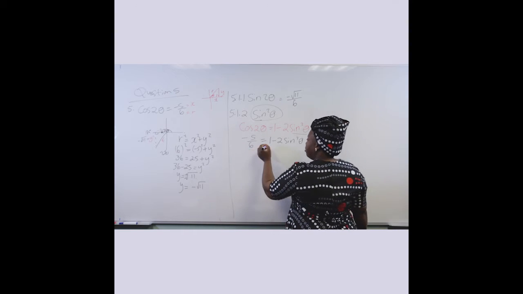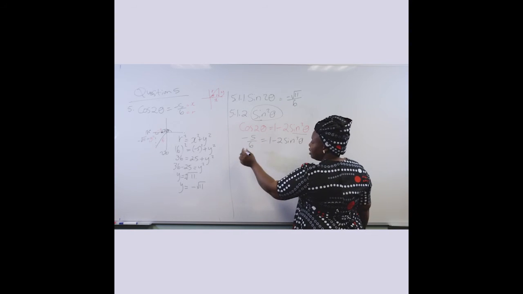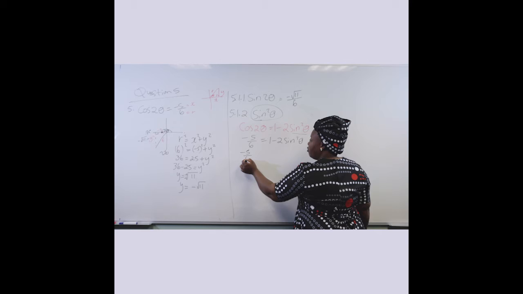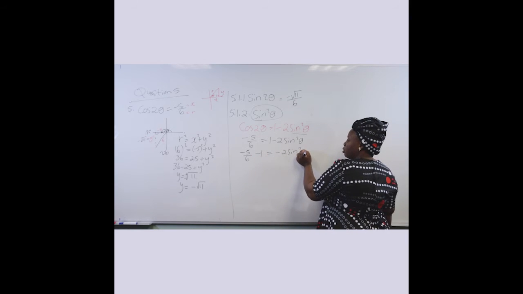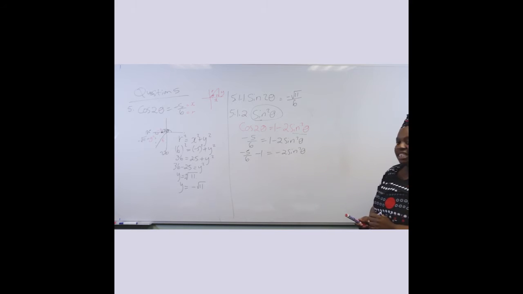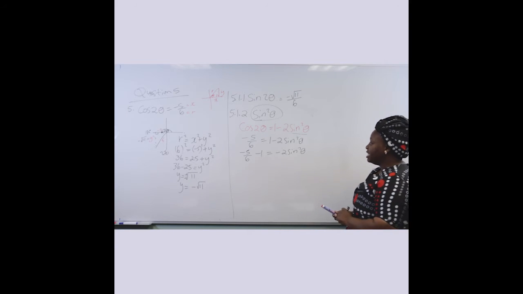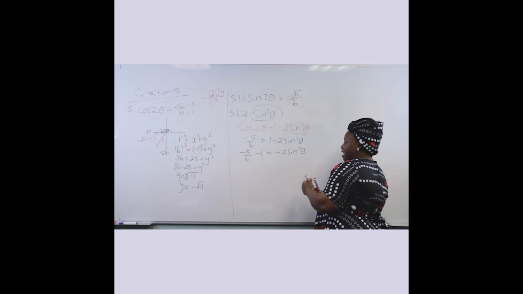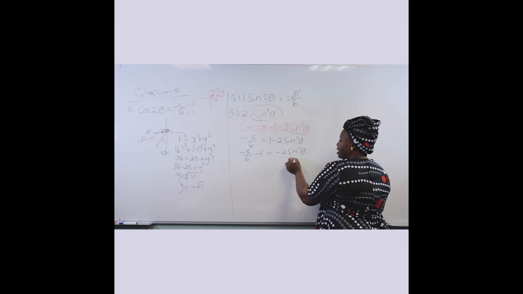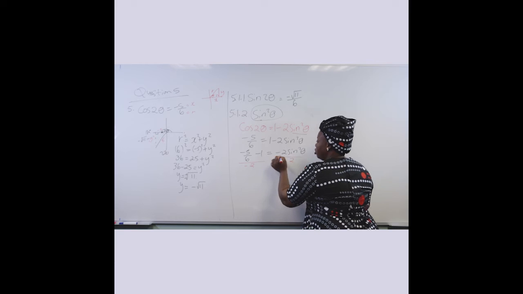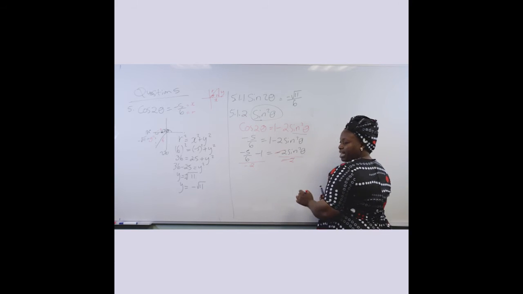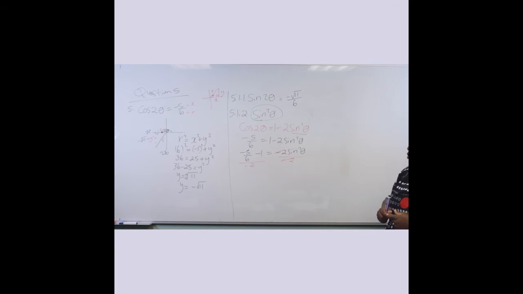So let's take the 1 to the other side. So it's minus 5 over 6 minus 1 equals minus 2 sine squared theta. We still don't need the minus 2, so we have to take it to the other side as well. So we are going to divide both sides by minus 2. If I divide the whole thing by minus 2, the minus 2 will cancel with the minus 2. Then I remain with sine squared theta.